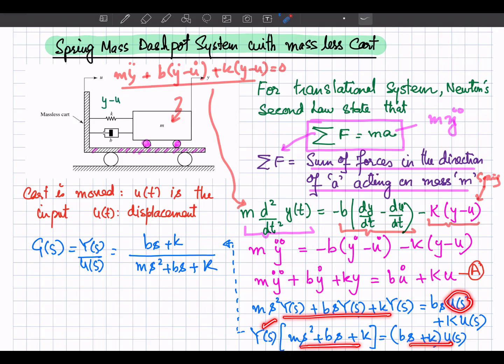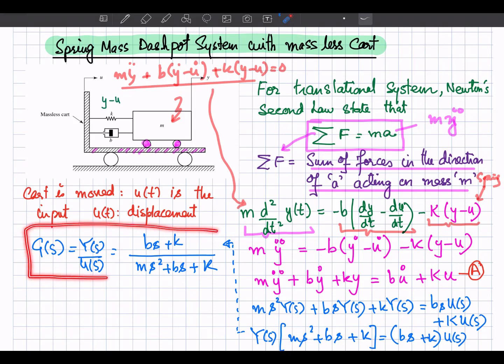So now what is the transfer function? Transfer function is the ratio of the Laplace transformation of the output with the Laplace transformation of the input. So Y(s) is our output, and the input is the force applied, or basically the displacement over here, U. So Y(s) over U(s) will be equal to (bs plus k) divided by (ms² plus bs plus k). So this is the transfer function defining this mechanical system.